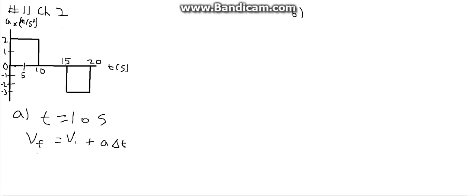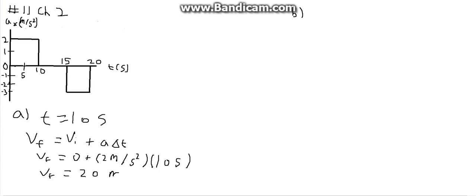Plugging in values we get Vf equals 0 plus 2 meters per second squared times 10 seconds. Vf equals 20 meters per second. This is the speed at t equals 10 seconds.